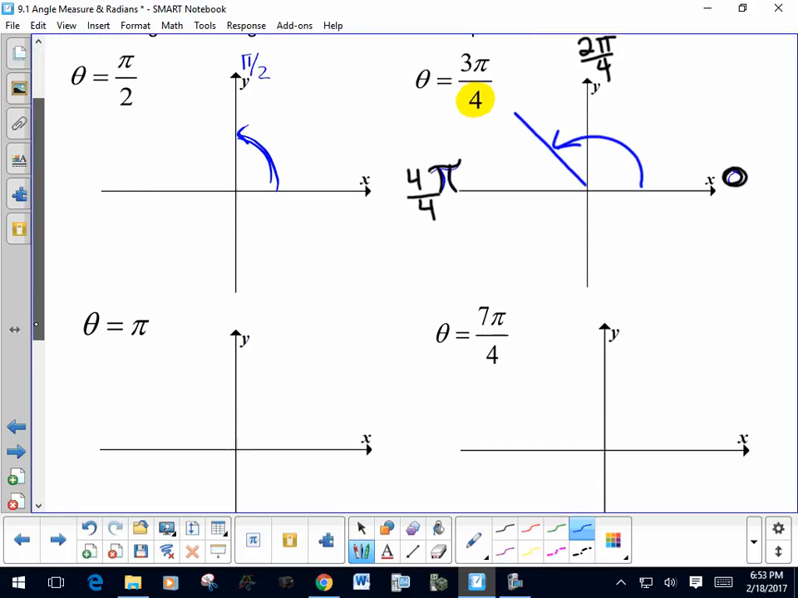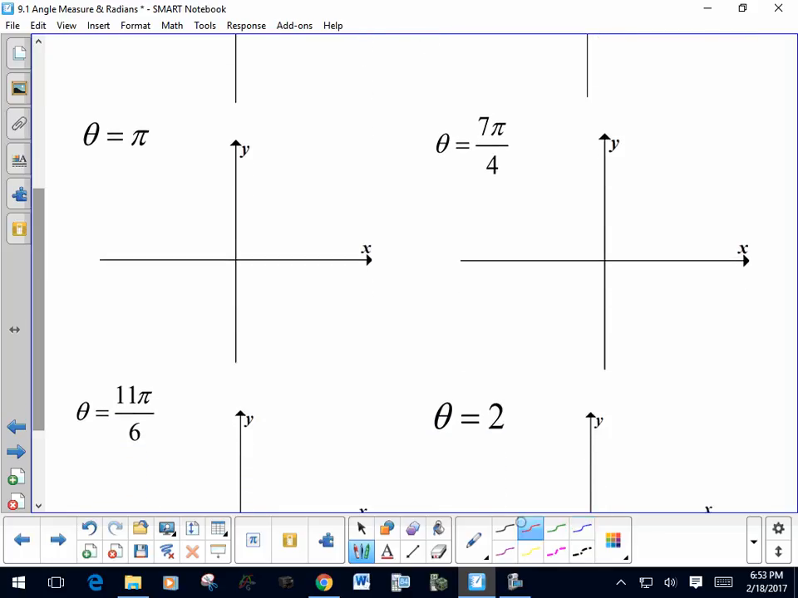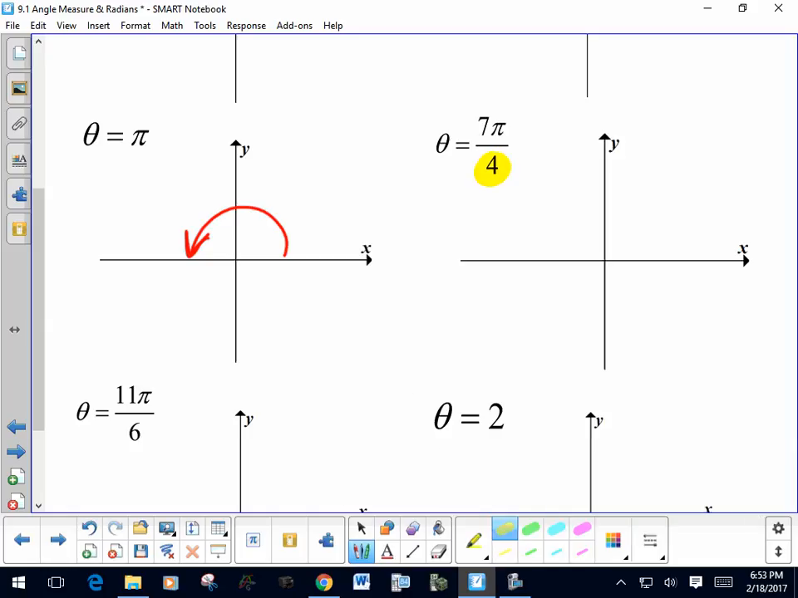Let's try another one. Easy peasy again for a second. Sketch pi radians. Well, we know pi radians is exactly half of a rotation, so there's pi radians. Back to fourths for a second. We're going to think in fourths again. This is 0. This is pi. That's the same as 4 over 4 pi. Well, halfway would be 2 pi over 4.